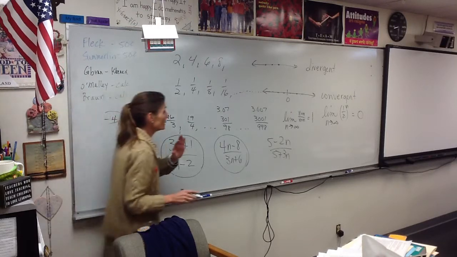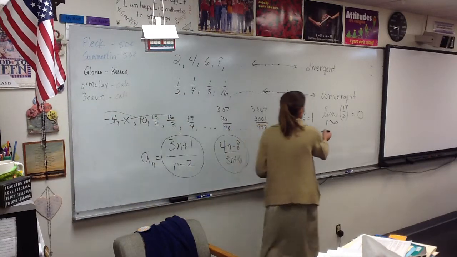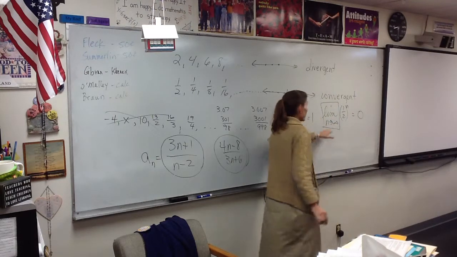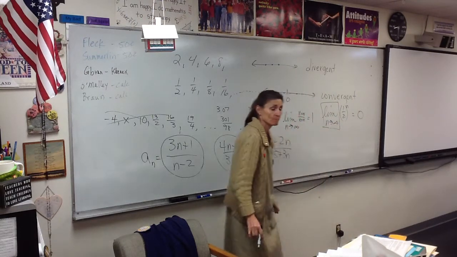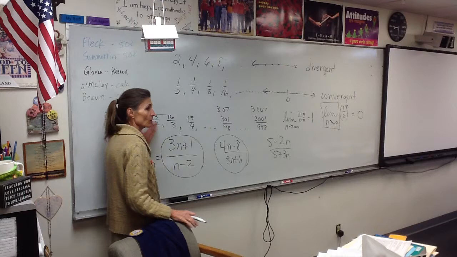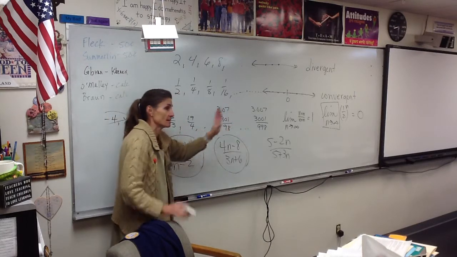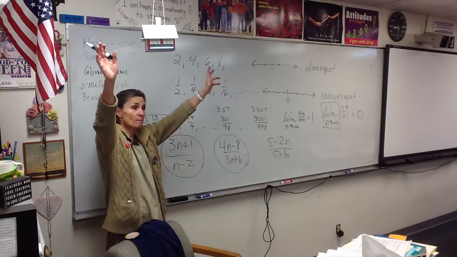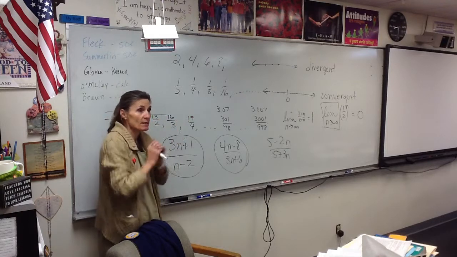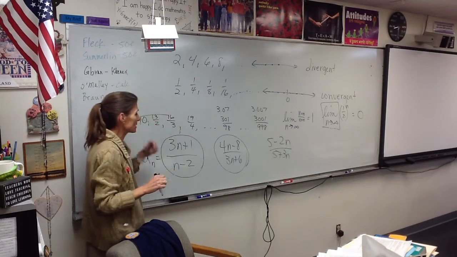Remember, when we do limits, that's a good question. When we do limits, we're talking about what happens as n gets really, really big. We don't really care about what happens over here. We want to know what happens at the end. Does the sequence shoot out into space at the end, or does it approach something in the end? We really don't care what happens at the beginning.